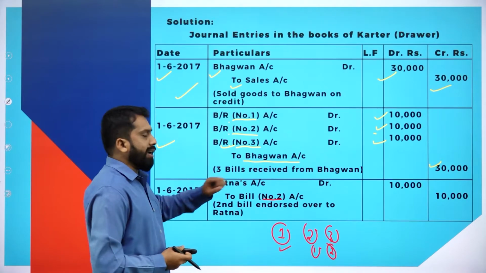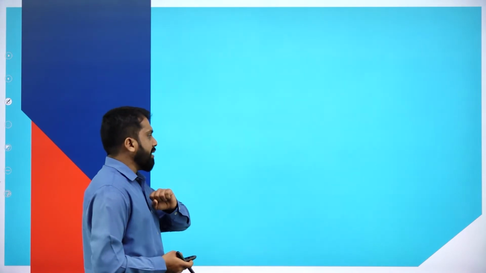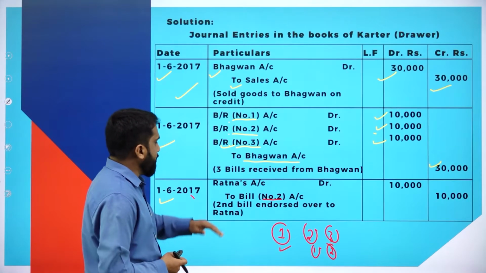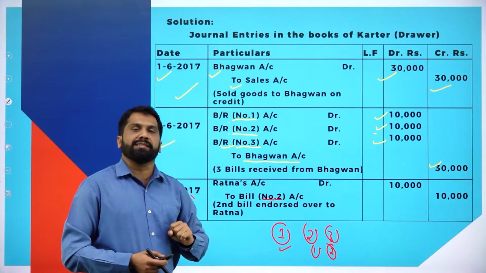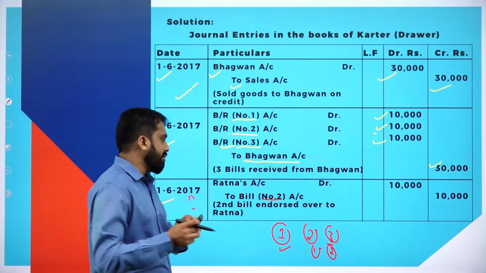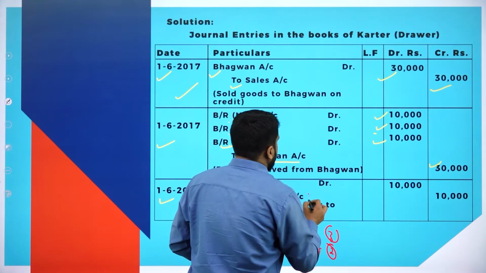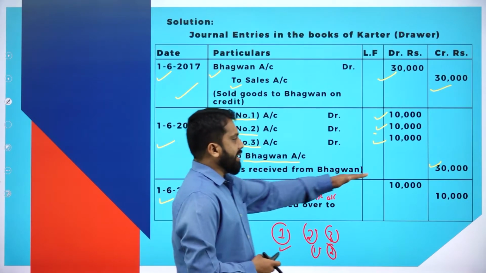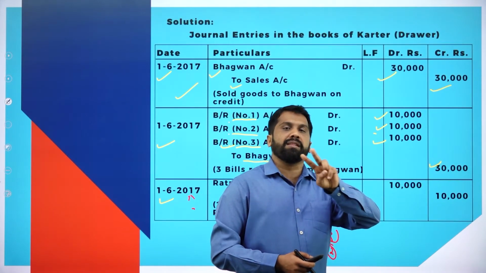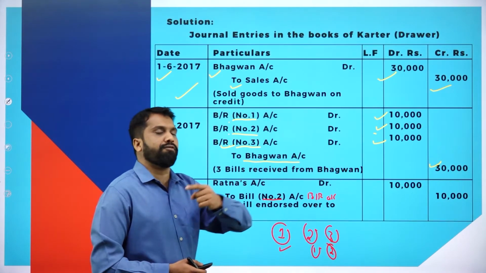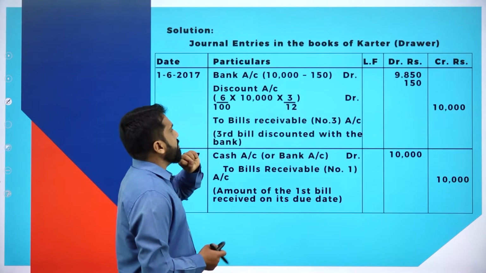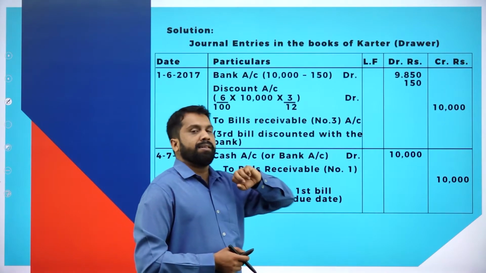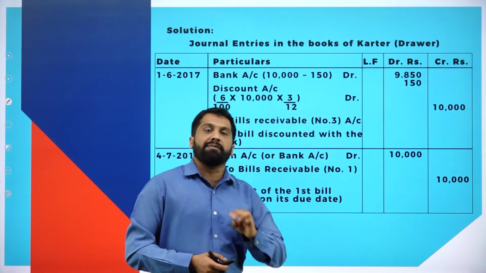Now, Ratna, bill 2, what have I done? I'll go back. Bill 2 is given to Ratna. So the journal entry will be Ratna account debit to bills receivable account. Ratna account debit to, remember it is not only bill, you have to mention bills receivable account. How much? 10,000, 10,000. Your bill 2 is done. Now we'll go for bill 3. Once it is transferred, it will be given to Ratna.